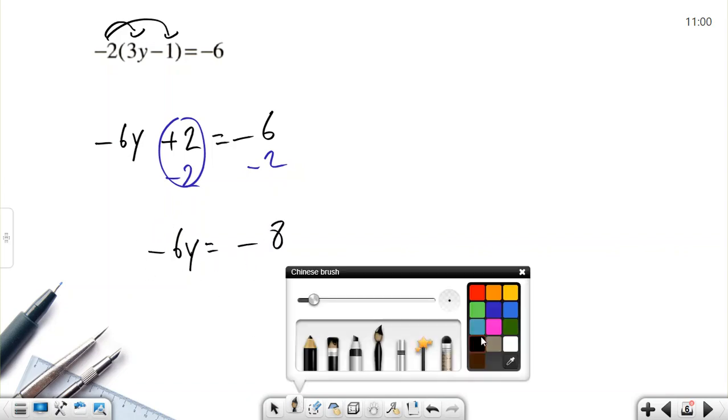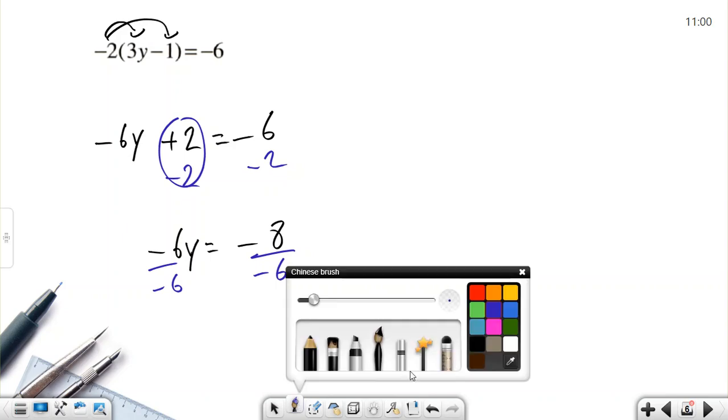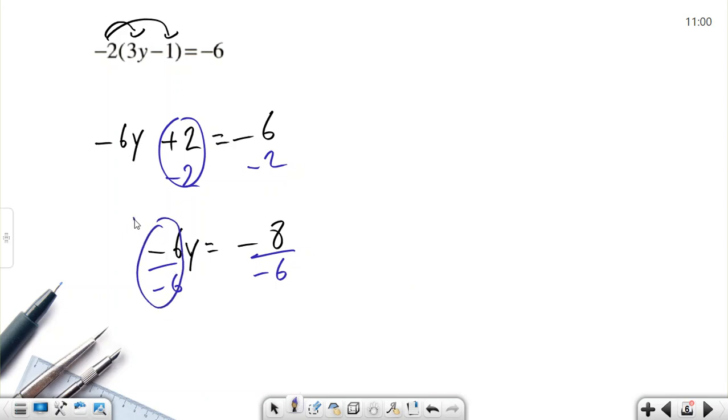Okay, there is a minus 6. To make it 1, I can divide both sides by minus 6. Minus 6 divided by minus 6 will be 1 times y, so it's y. And minus 8 divided by minus 6 will be 4 over 3. You can ask me, teacher, how again? Negative divided by negative will be positive, as you see, so plus 4 over 3. When you simplify by 2, when you divide the denominator and numerator by 2, 8 divided by 2 is 4, 6 divided by 2 is 3.